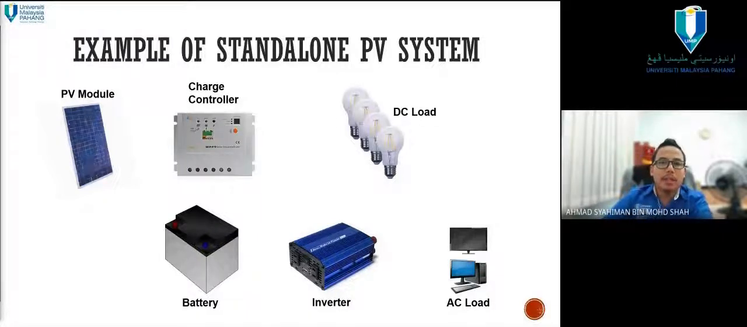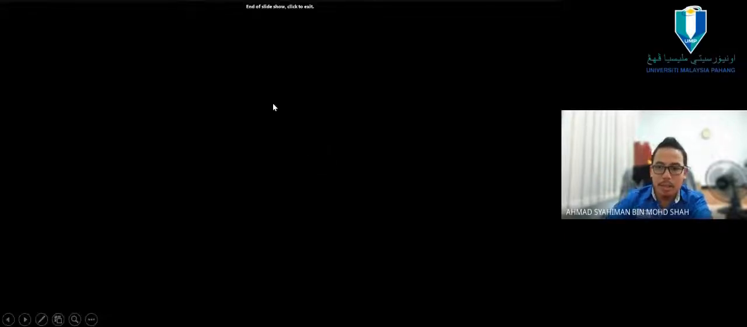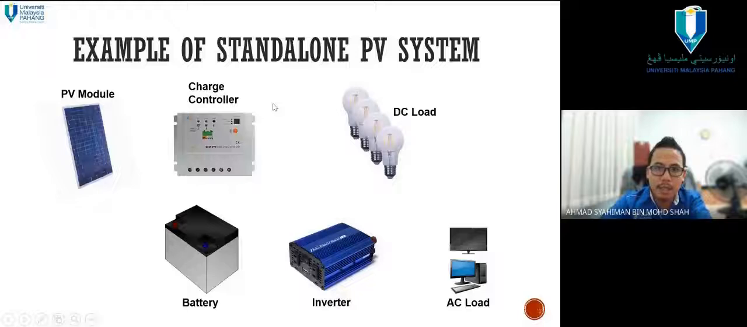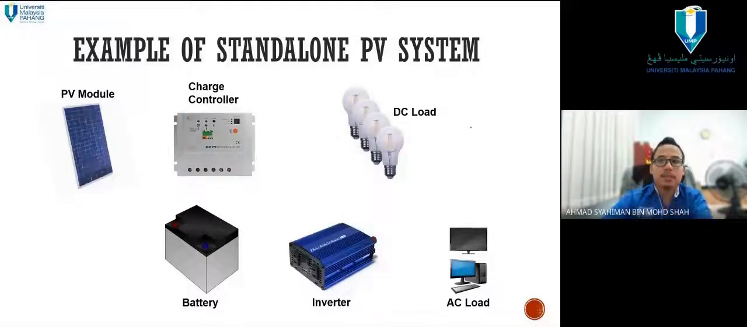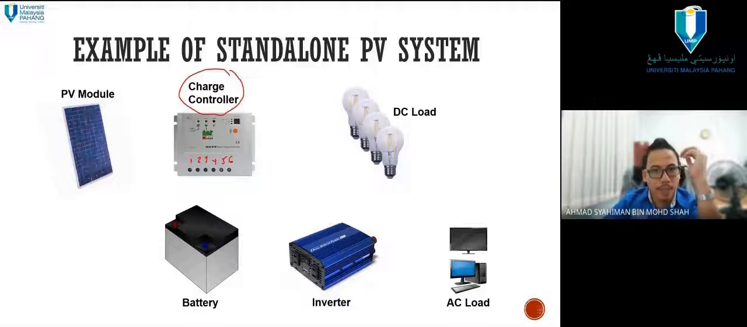Okay. Example of the charge controller. So this is the charge controller. Usually there will be 6 holes with screws here. 1, 2, 3, 4, 5, 6. They have 6 holes. It is actually written here.